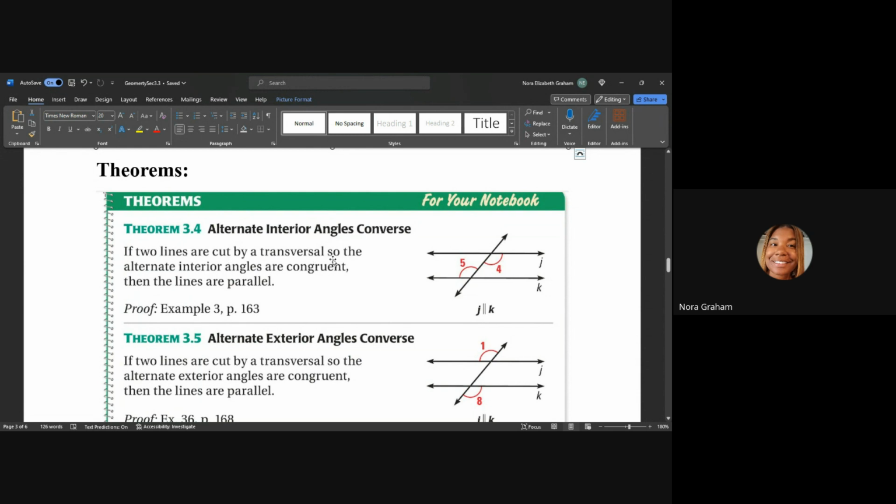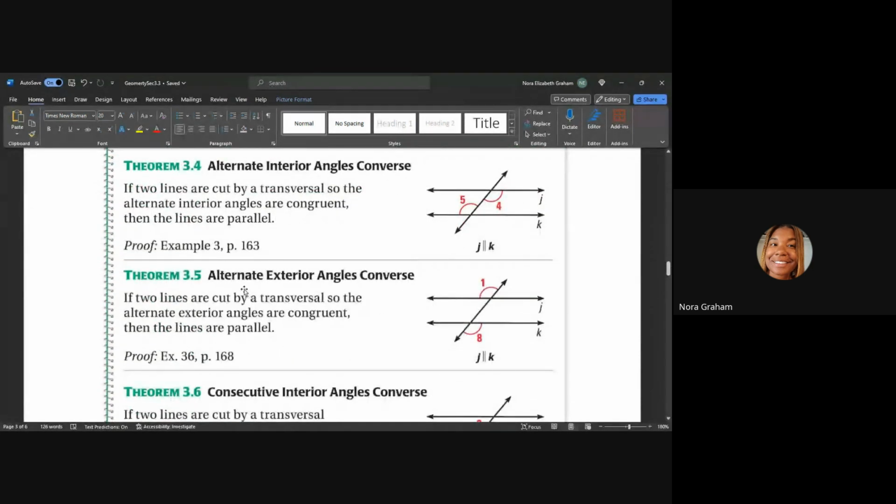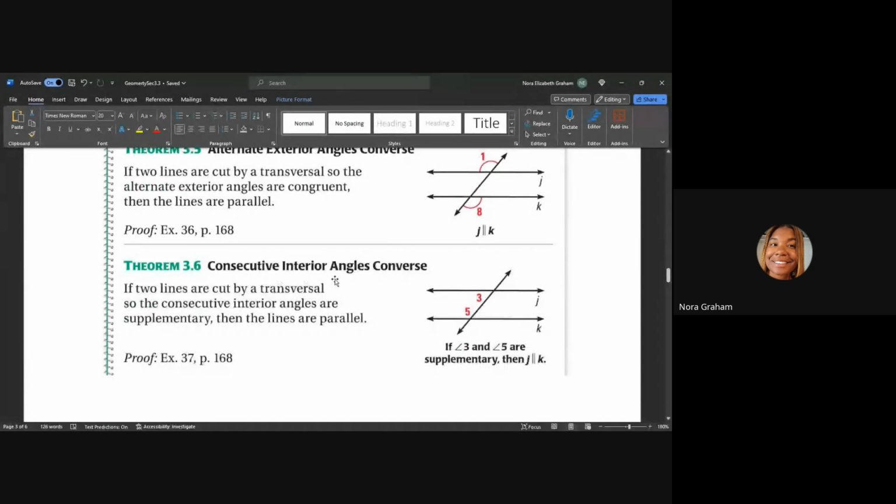If two lines are cut by a transversal, so the alternate interior angles are congruent, then the lines are parallel. So right here, they're saying that J and K are parallel because we have two alternate interior angles. Same thing with 3.5, the alternate exterior angles converse. Since my angle 1 and 8 are congruent, I can say that J and K are parallel. And down here, the consecutive interior angles converse. Since I have two consecutive interior angles, I can conclude that J and K are parallel.